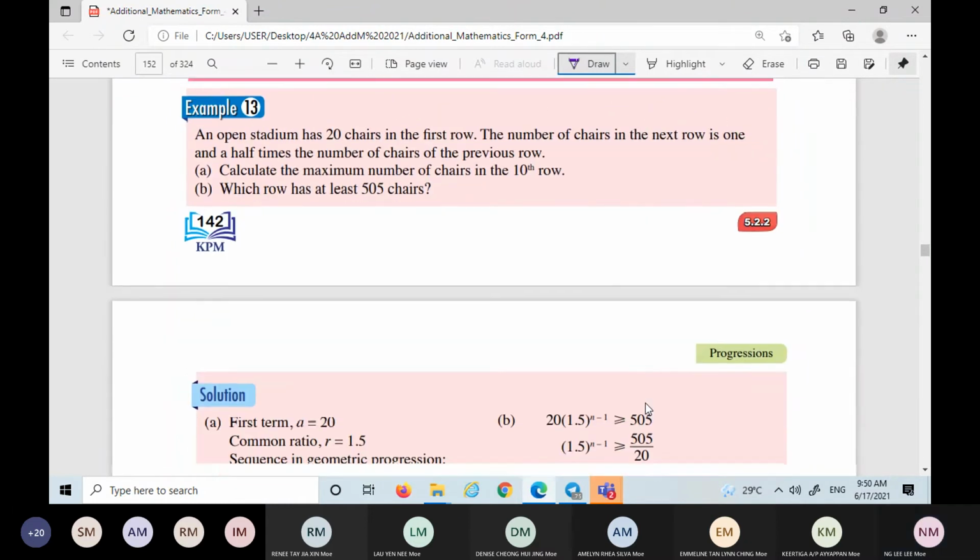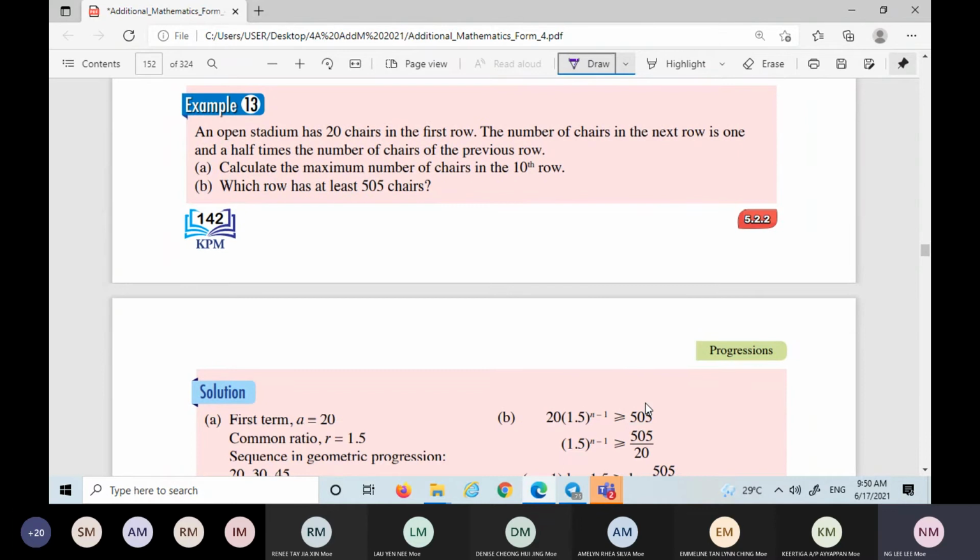We go one more question. This stadium has 20 chairs in the first row. Each next row has 1.5 times the number of chairs of the previous row. So this 1.5 times is the R, the constant number that you multiply with the previous term to get the next term. So 1.5.